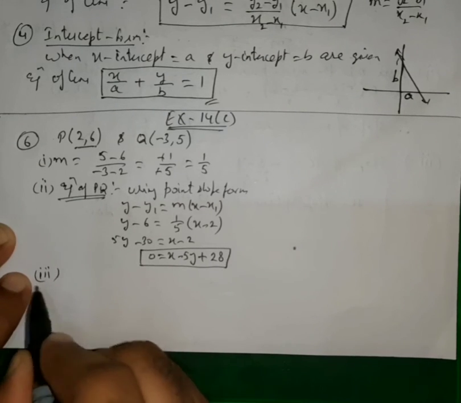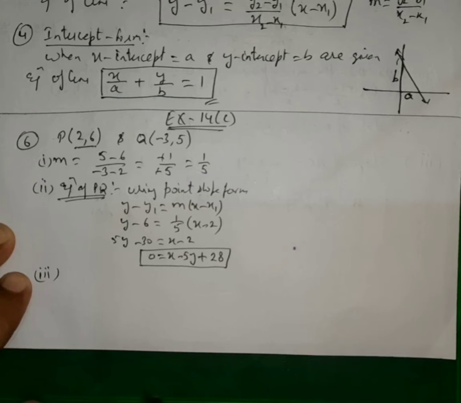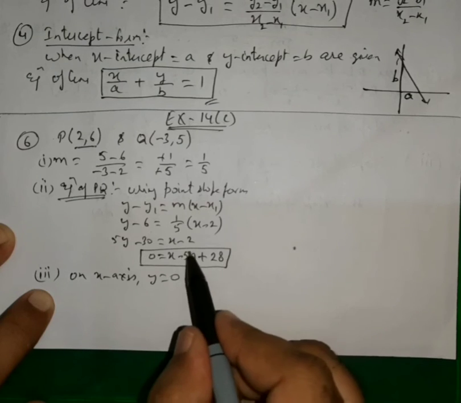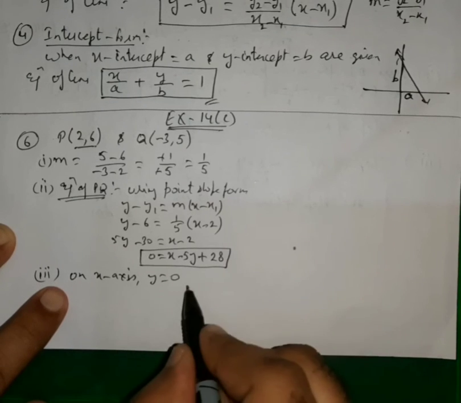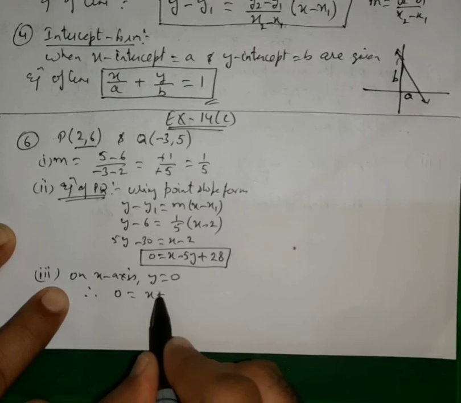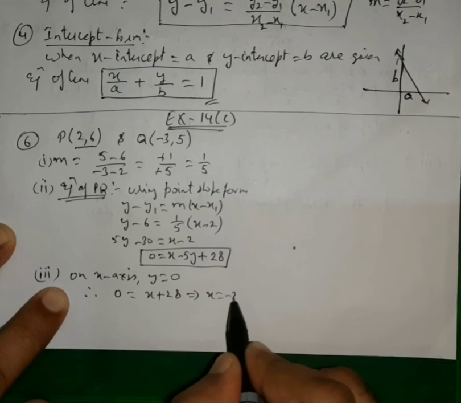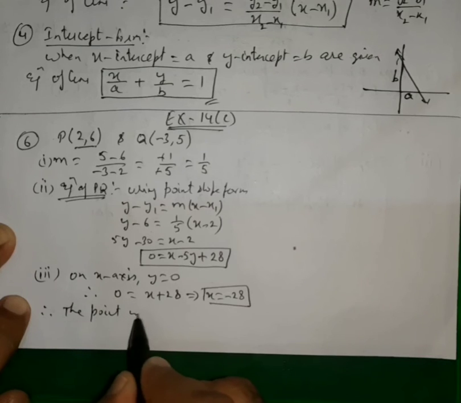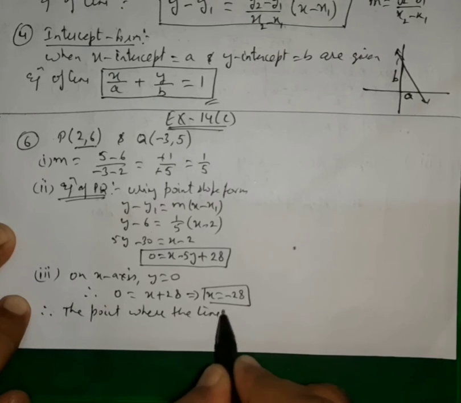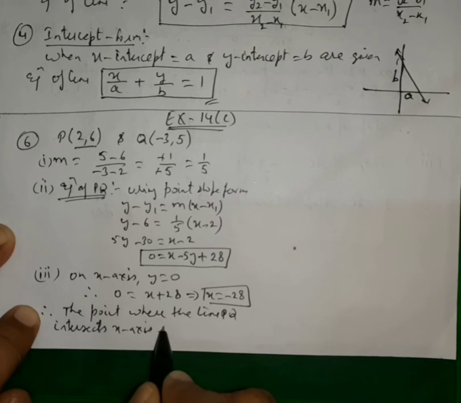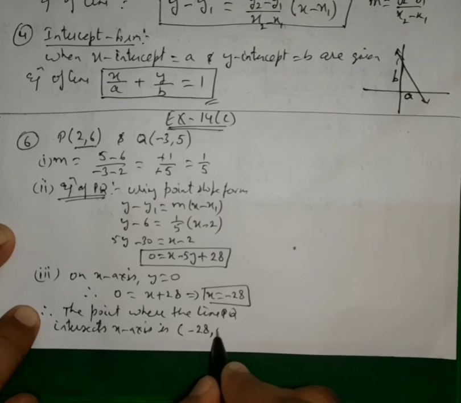Now in the third part, we have to find the coordinates where PQ intersects the x-axis. So on the x-axis, y is equal to 0. So therefore we can put y equal to 0 in the given equation. So therefore 0 is equal to x plus 28, or from here we get x is equal to -28. Therefore the point where the line PQ intersects the x-axis is (-28, 0). So this is the answer for this part.